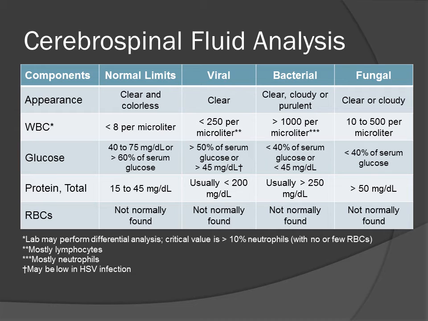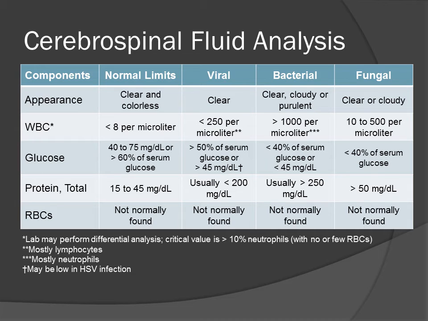Bacterial meningitis has a lot of morbidity and mortality associated with it. The appearance is going to be clear, cloudy, or purulent. White blood cells are high, greater than 100,000 per microliter, and mostly neutrophils. You're going to see a significant left shift. Glucose is low, less than 40% of the serum glucose or less than 45 milligrams per deciliter. Total protein is usually high, greater than 250 milligrams per deciliter, and again, no red blood cells.